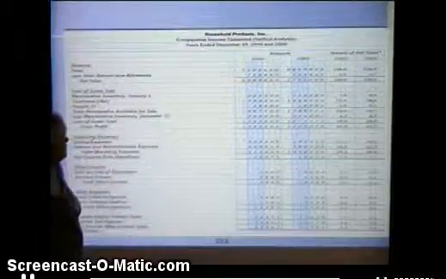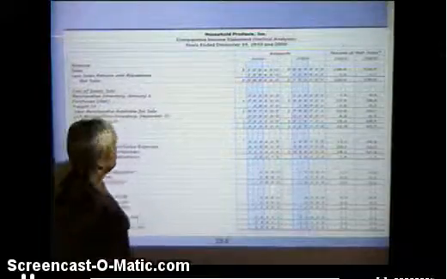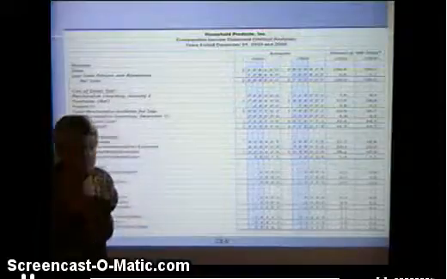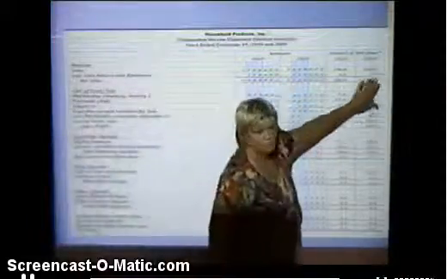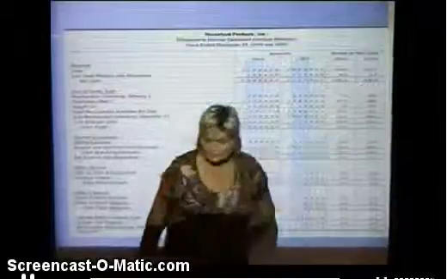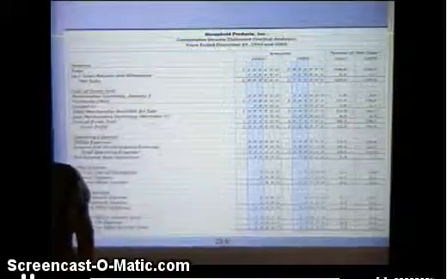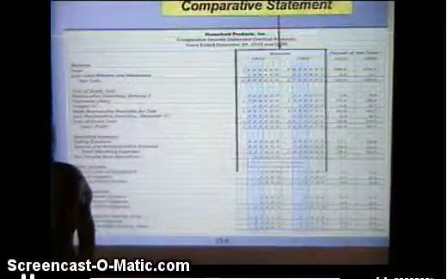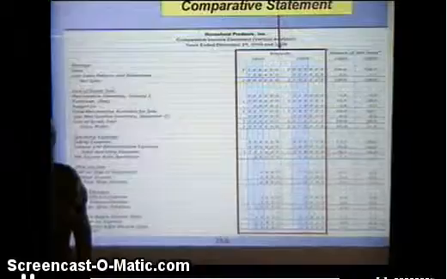So here's our comparative statement for the years ending 2010 and 2009, and we always put the most recent year first. You'll put your recent year here, and then your last year. There are the 2 statements. We would go across and fill in the blanks.